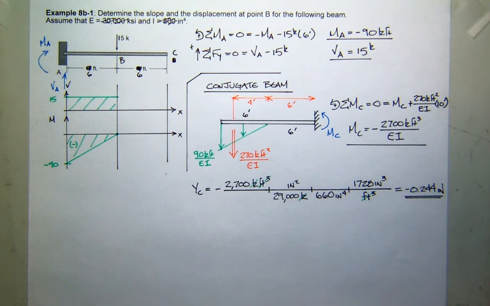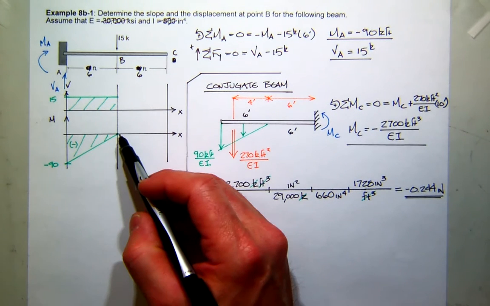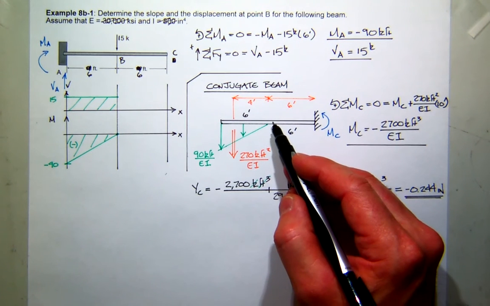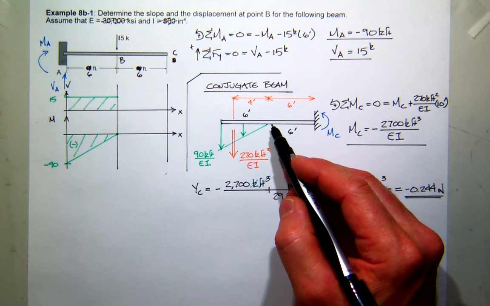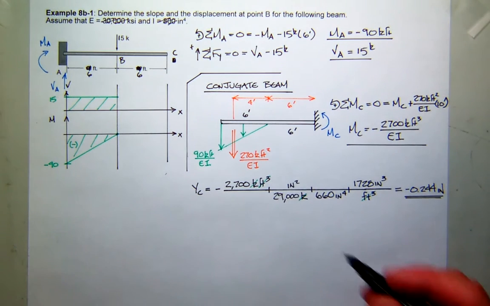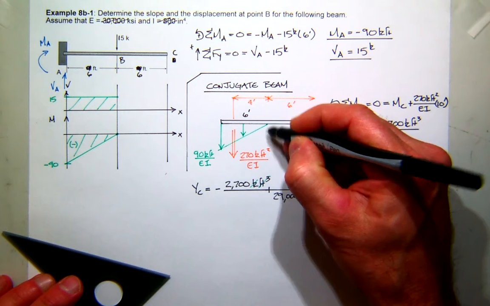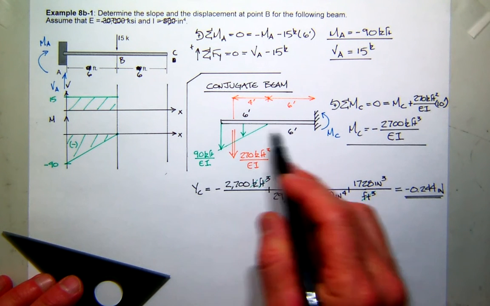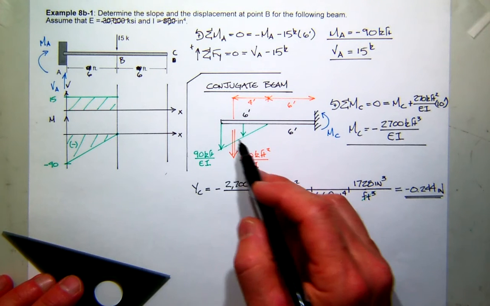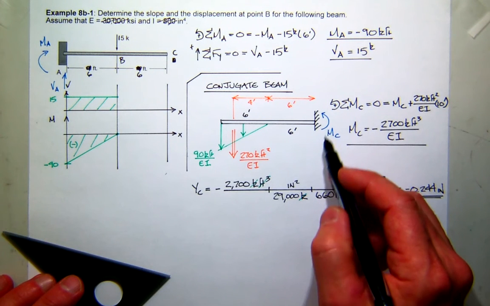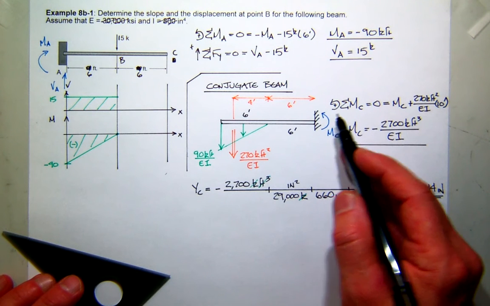Now the second part of the problem wants to know what's the slope at B, which is here in the middle. So slope in the real beam matches to what in the conjugate beam? Shear. So I need to find the shear here. What I would do is cut the beam at C, and now you have to decide whether you want to look at the left side or the right side. I'm going to go with the left side because I've already done all the work for the left side. If I wanted to use the right side, I'd have to find the reaction force. Would be hard to do, but I'd still have to do it.